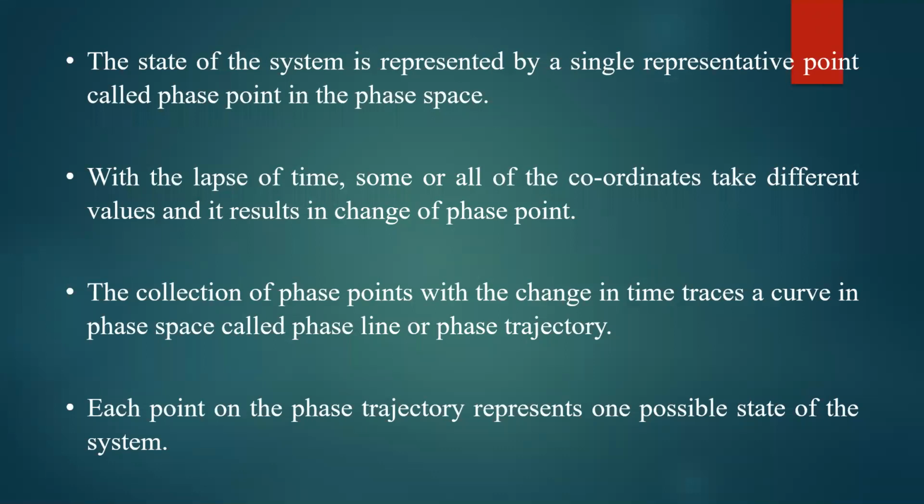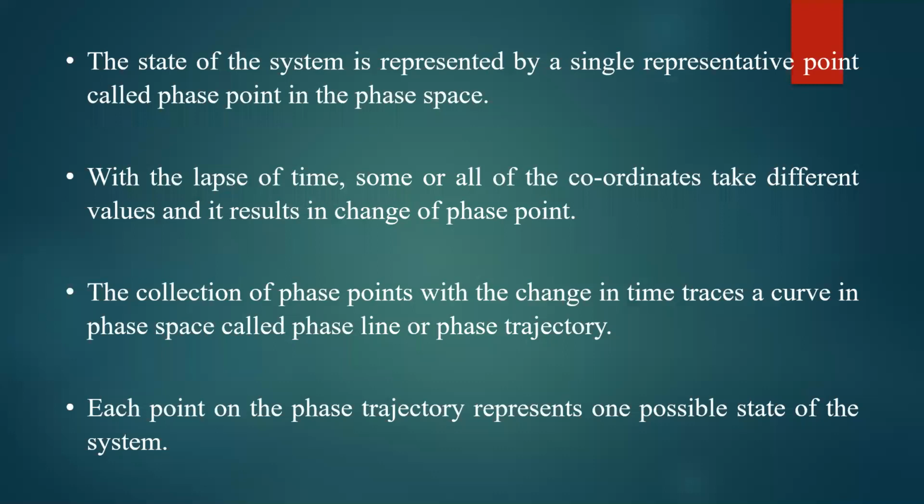If you connect those phase points, that is called a phase trajectory or phase line. The collection of phase points with the change in time traces a curve in phase space, called a phase line or phase trajectory. The locus of the phase points gives you the phase line. That represents how this dynamical system varies with time, how the system moves.